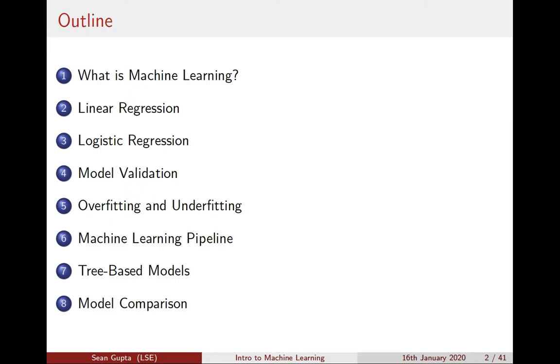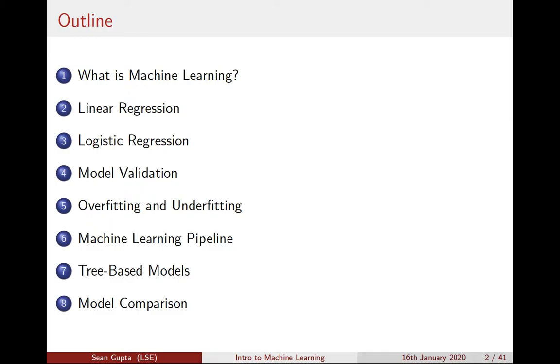Moving on, we'll talk about overfitting and underfitting, two common issues that you want to avoid when you fit your model. And then in number 6, we're going to talk about a general machine learning pipeline. So your model that you fit doesn't exist in isolation, but we're going to look at how it integrates with the data that you have.